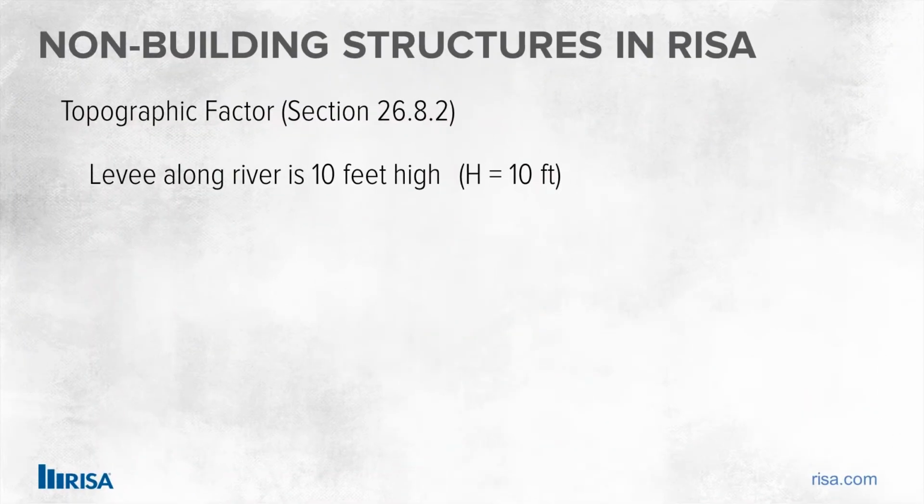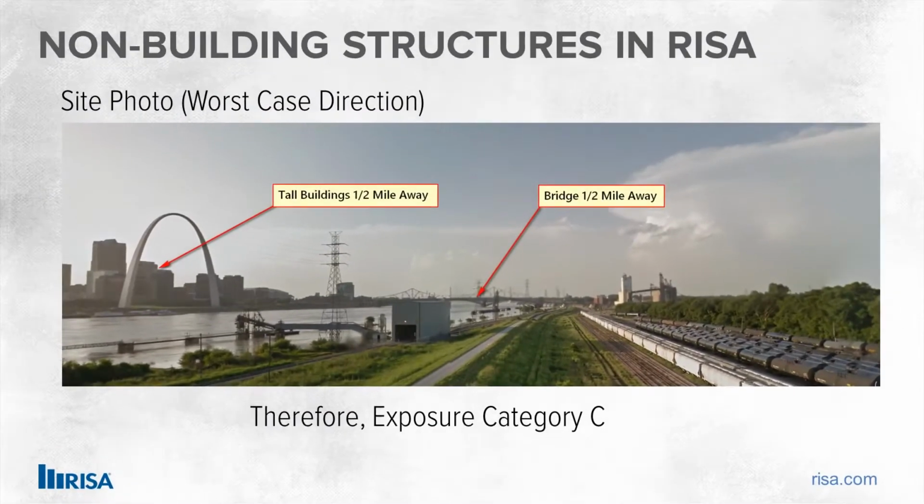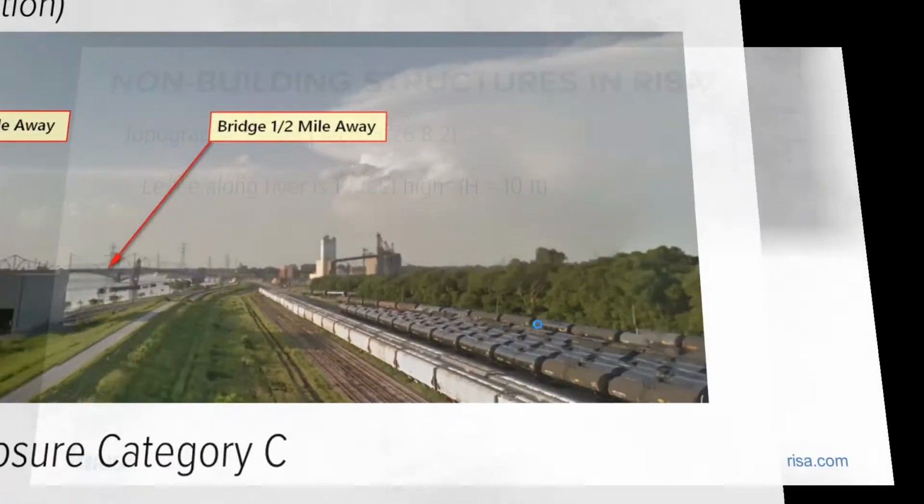Next, we'll talk about the topographic factor. So if we take a look at the picture that we were just looking at, here we can see that we've got this levee on the river, and this levee is actually occurring over here on both sides of the river. So the question would be, does that pose any sort of a topographic effect for our wind speeds?